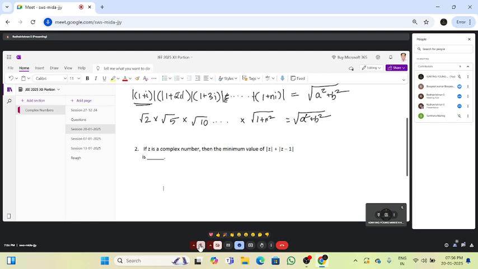Sir, for this we use a property, sir. Yes. What property? How do you find the minimum value? Sir, modulus z1 plus z2 is less than or equal to modulus z1 plus modulus z2. We will use that, sir. Okay. So apply that and see, try to solve it. But we are asking for the minimum value, not the maximum value.